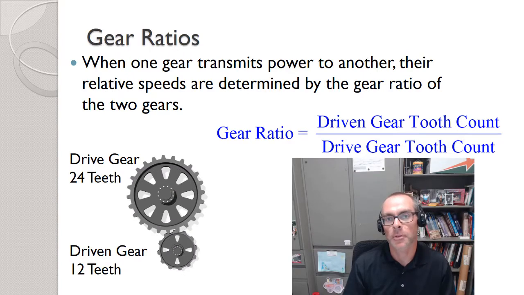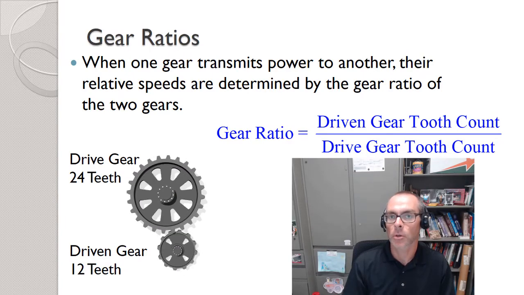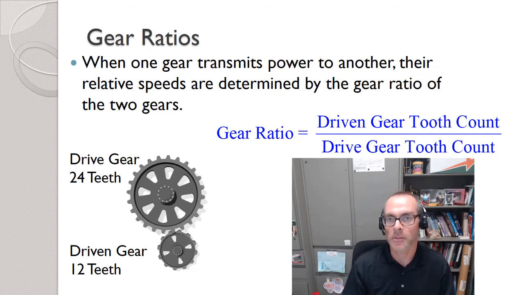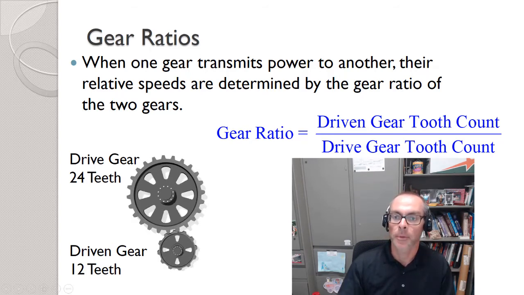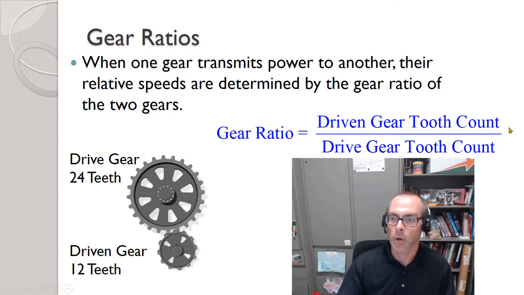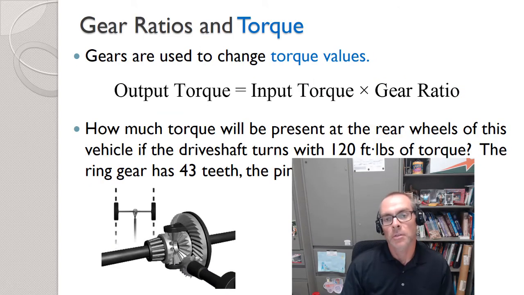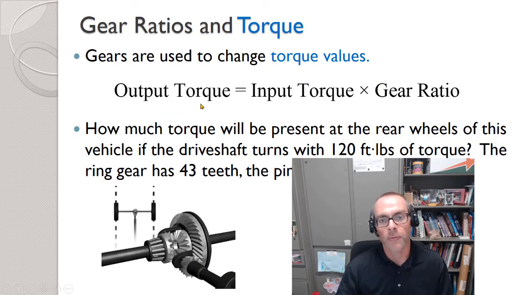Okay, so that wraps up this really important topic, but there's a number of key facts that I want to make sure that you recognize and remember from this lesson. The first one is gear ratio. Gear ratios are always calculated by just dividing the number of driven gear teeth by the number of drive gear teeth. The second important fact is that if we want to find the amount of torque we get out of a gear set, we just take the torque that we put in and multiply it by the gear ratio.